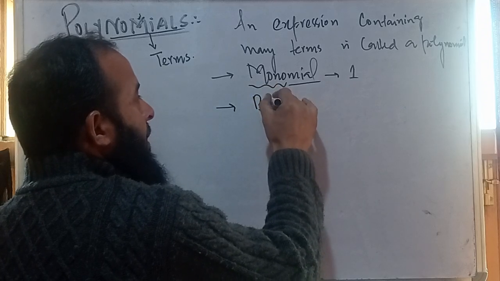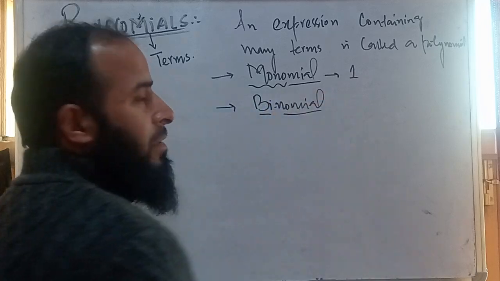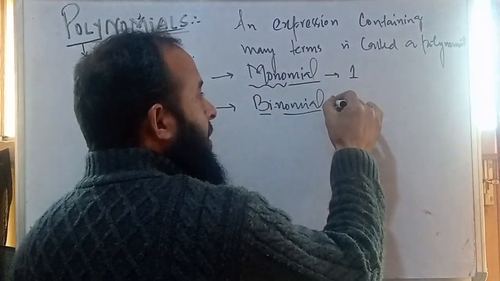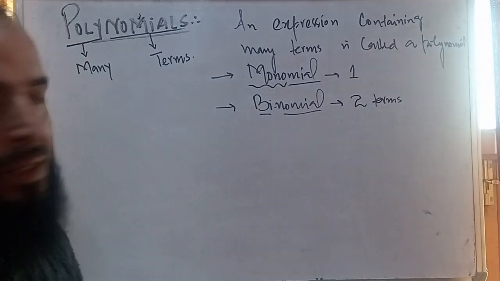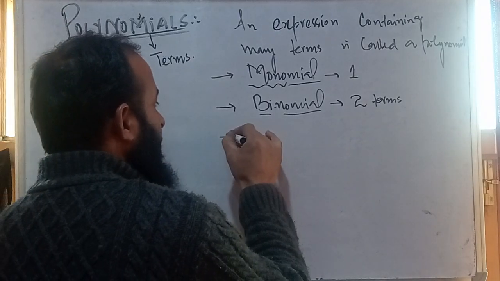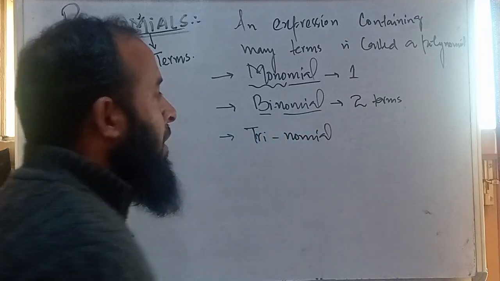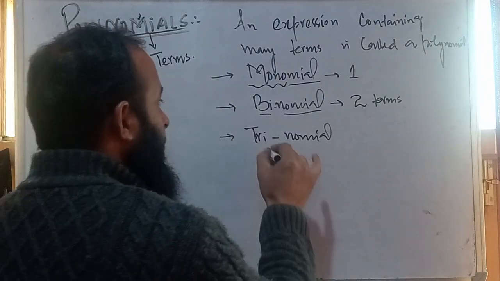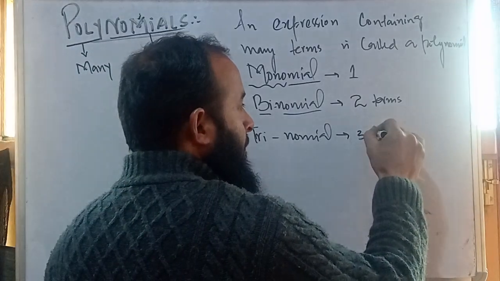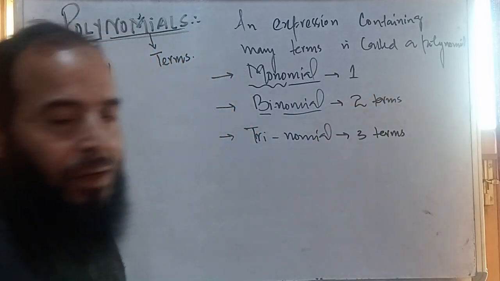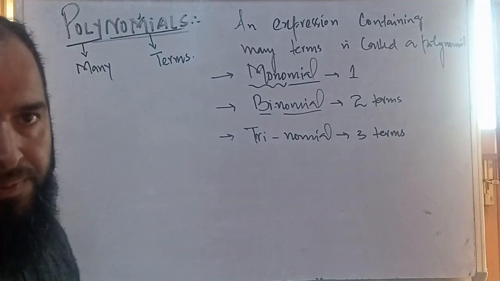And number second is binomial. Bi means two, nomial means terms. So an expression containing two terms is called a binomial. Likewise, trinomial means an expression with three terms is known as a trinomial.